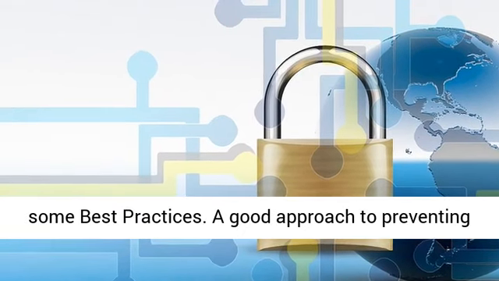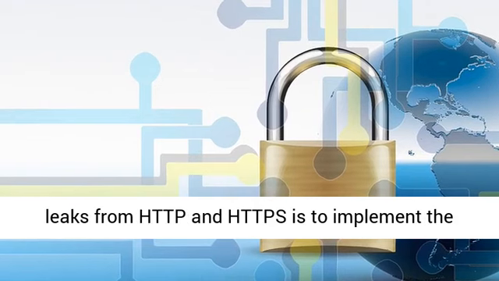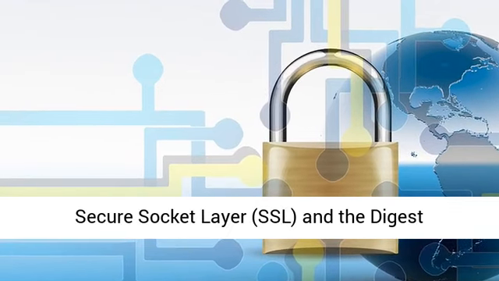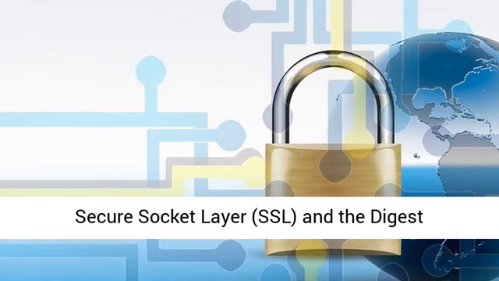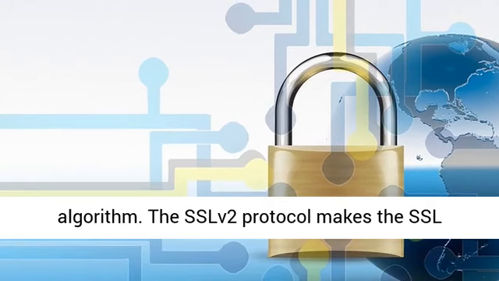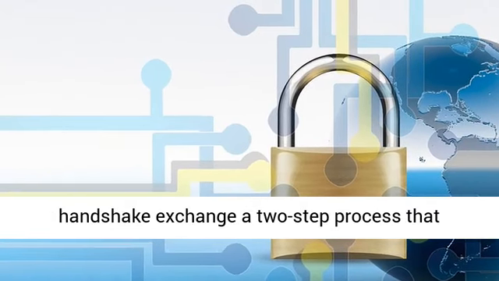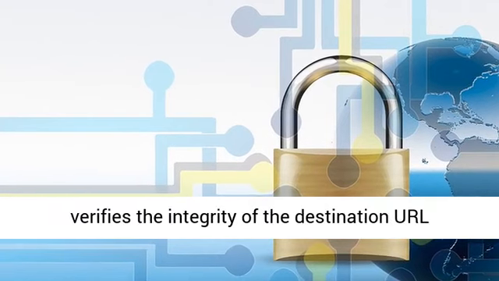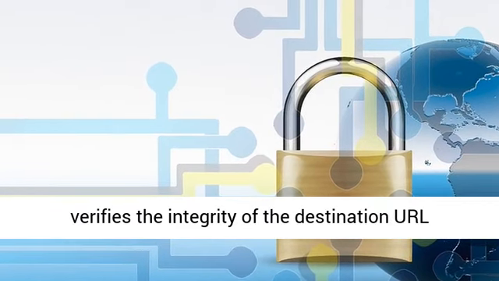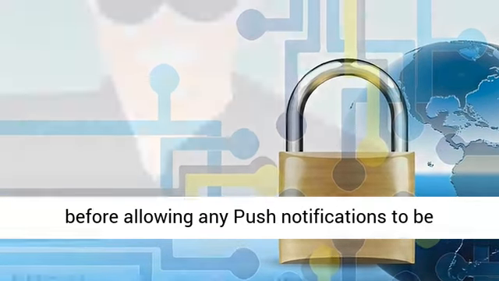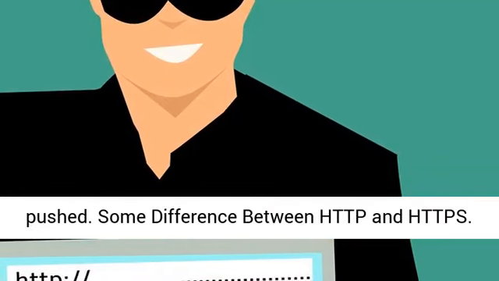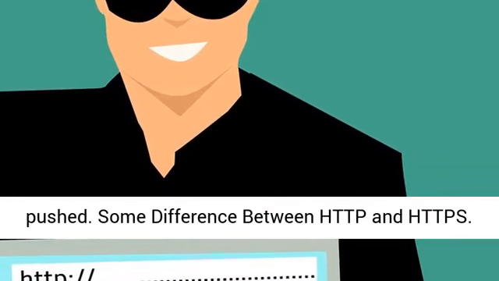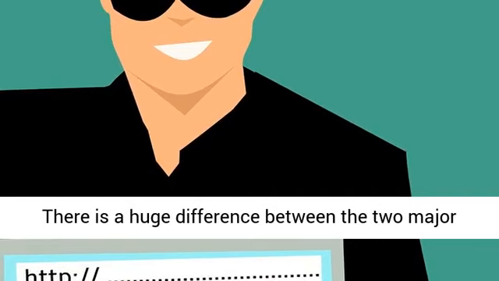Here are some best practices. A good approach to preventing leaks from HTTP and HTTPS is to implement the Secure Socket Layer (SSL) and the digest algorithm. The SSL v2 protocol makes the SSL handshake exchange a two-step process that verifies the integrity of the destination URL before allowing any push notifications to be pushed.